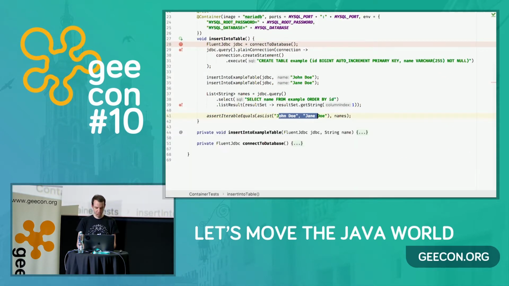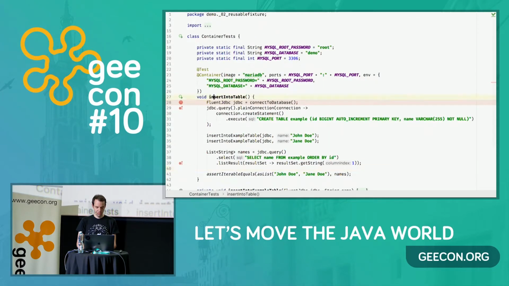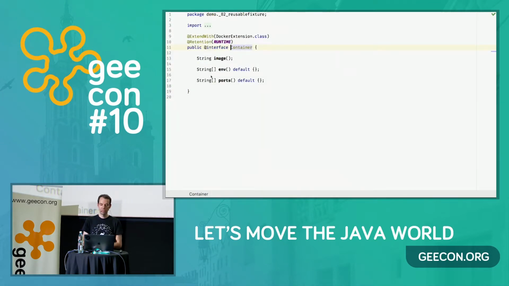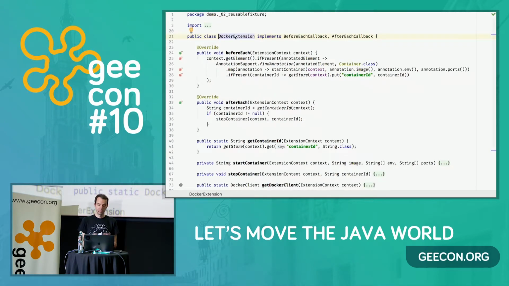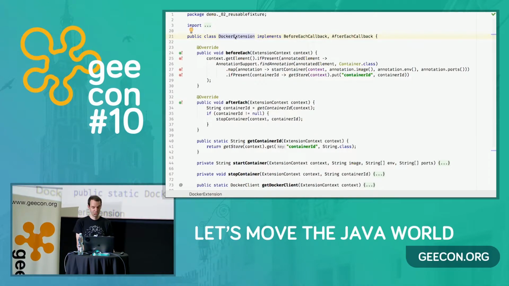So how does this work? Well, same pattern, basically. We have a local annotation named container, and it has a meta annotation Docker extension, which is the local extension that I've implemented here. So this might not be totally production ready, but it works for this use case, and it's really simple.